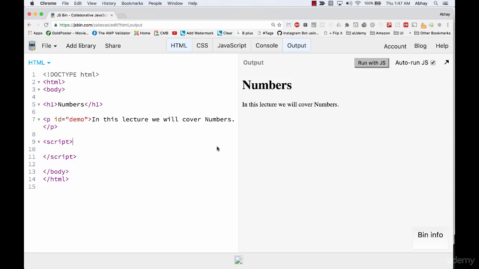Hi everybody, in this lecture we are going to be going over numbers. Just like we went over strings, numbers also have their own properties. We also have a lot of methods that we'll be going over. So let's get started. JavaScript has only one type of number.